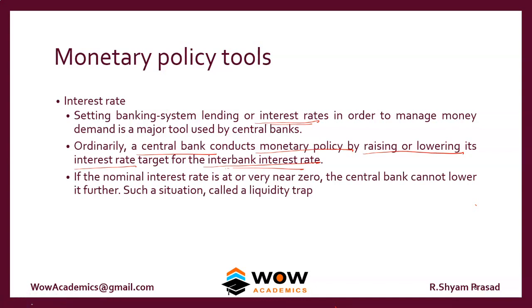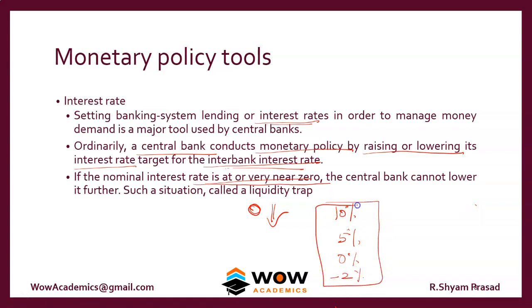But there's a problem here. If the central bank is going to reduce the rate too much, there's a problem that if it goes to zero, they cannot go below zero. So if the interest rate is 10%, to boost the country they can reduce it to 5%, and to still boost they can go up to zero, but they can't go to something like -2%. So that doesn't work. That is called a liquidity trap.